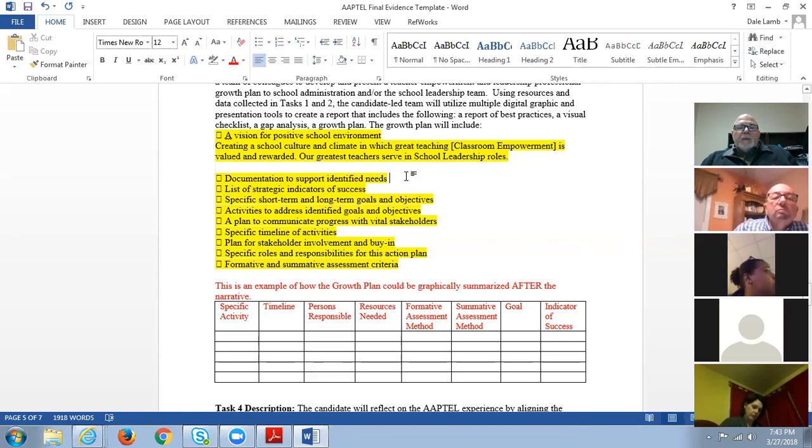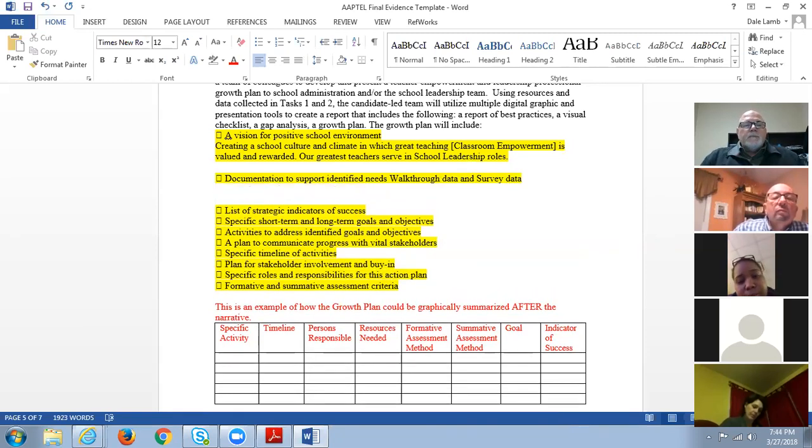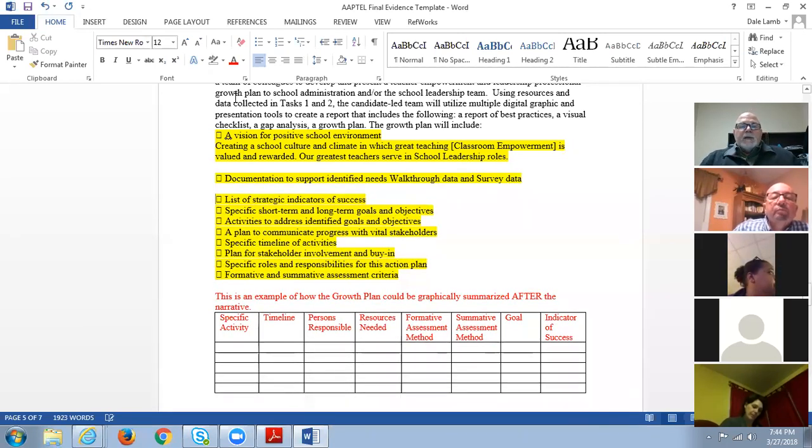That's the vision that you're trying to create here for your school. All right. Documentation to support identified needs. That's where you narratively remind us of the results of your walkthrough data. So this is walkthrough data, and your survey data. Okay. And then list of strategic goals. What are you looking for?